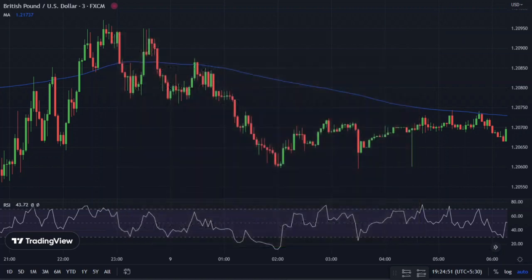In conclusion, the moving average and the RSI can be powerful tools for intraday forex trading when used correctly. By following a strategy of buying when the market is oversold and selling when it's overbought, traders can improve their chances of success. Remember to always set stop losses and consider the risk-reward ratio of each trade.